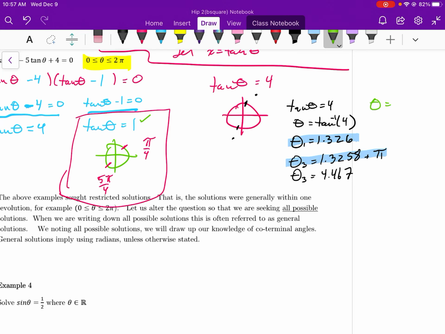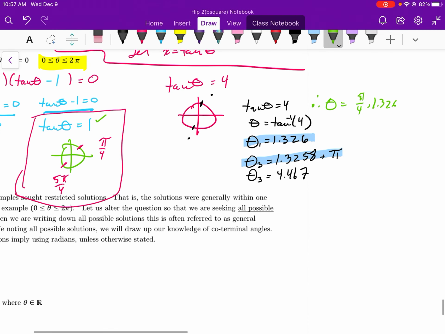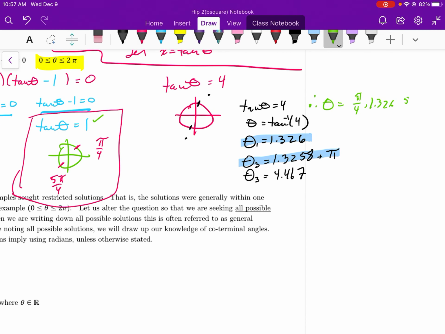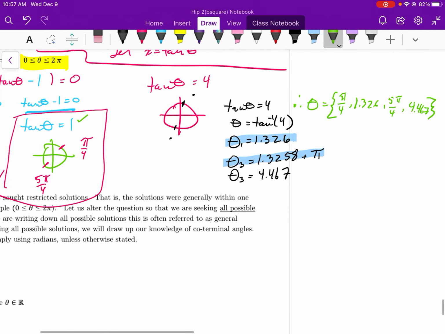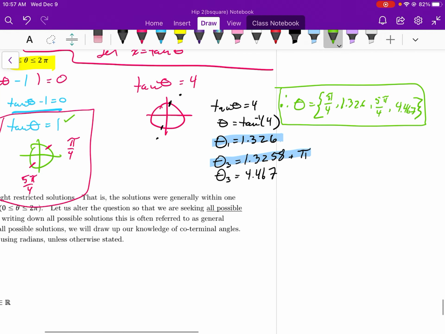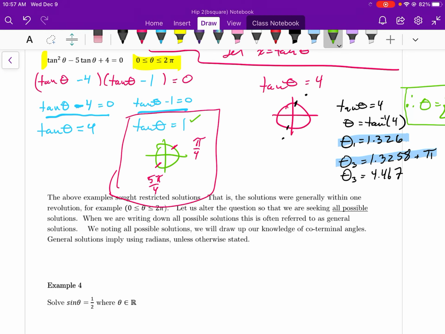So I can say, for a summary, therefore, and I'm going to put a box around this because this is turning into a mess. Therefore, theta is equal to pi over 4, 1.326, 5 pi over 4, and 4.467. So those are my solutions. I have a little therefore, and I'm going to put a box around it to make sure it's obvious that that's my solution. Hope this brought some thought to this process. Let's continue on with other examples.